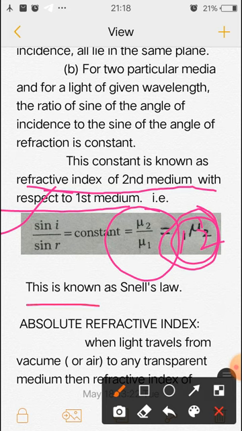And this is known as Snell's law. So when you are asked what is Snell's law, you have to write this second law. When you are asked what is refractive index, the answer is the same. We have to write this portion.